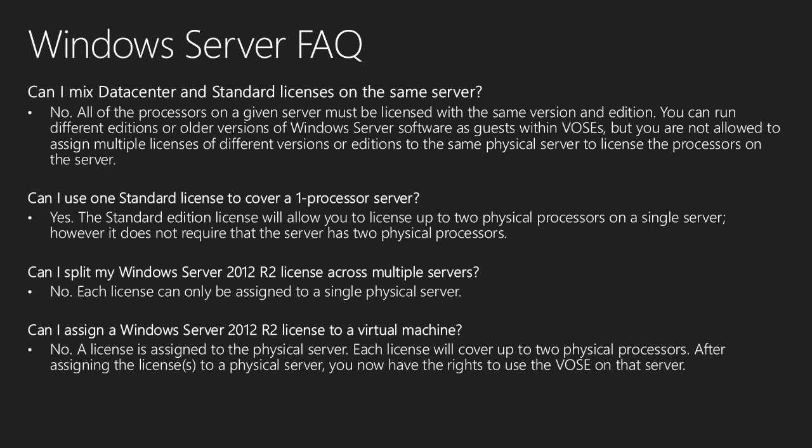Another question that comes up is, can I assign a Windows Server R2 license to a virtual machine? And it's like, no, you can't assign it to the virtual machine. You have to assign it to the physical server. And in that case, each license that you assign to the physical server covers up to 2 physical processors. As we mentioned, either data center or standard, they both work on the 2 physical processor allowance per license. So after you assign the licenses to the physical server, now you've got the rights to use the virtual operating system environments on that server.